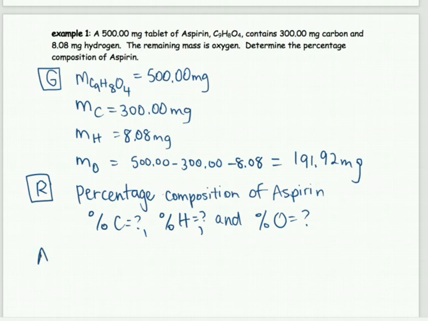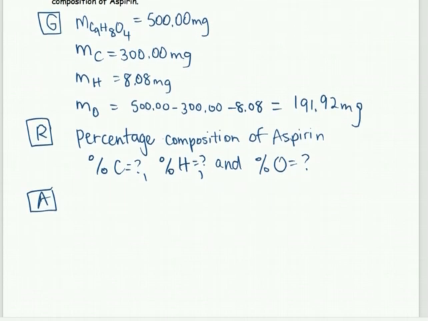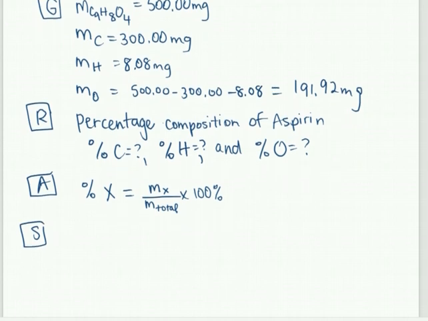All right, so what's our plan here? Well, we have an equation that we just learned about. I'll use the one that's on the back of your formula sheet. So percentage of x, whatever that is, you take the mass of x and you divide by the mass of the total sample that's involved, and then multiply by 100%. All right, so let's go through and actually write the work now.